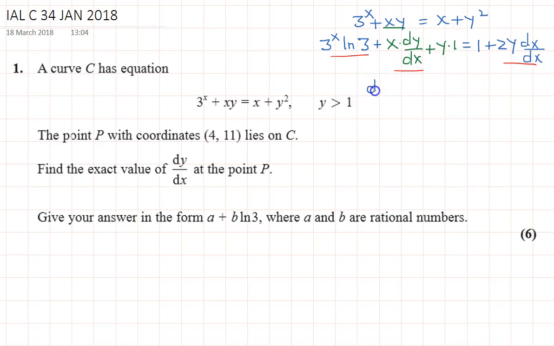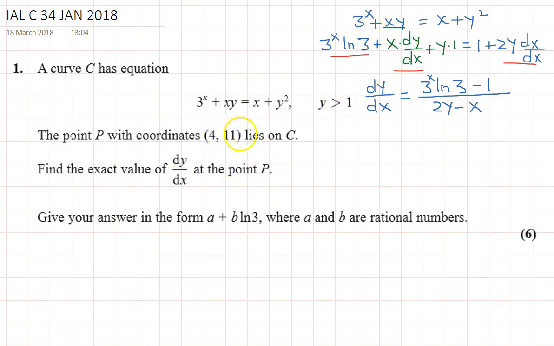So dy over dx will be 3 to the power x ln 3 minus 1, divided by, if it goes to this side, 2y minus x. Find the exact value of this.